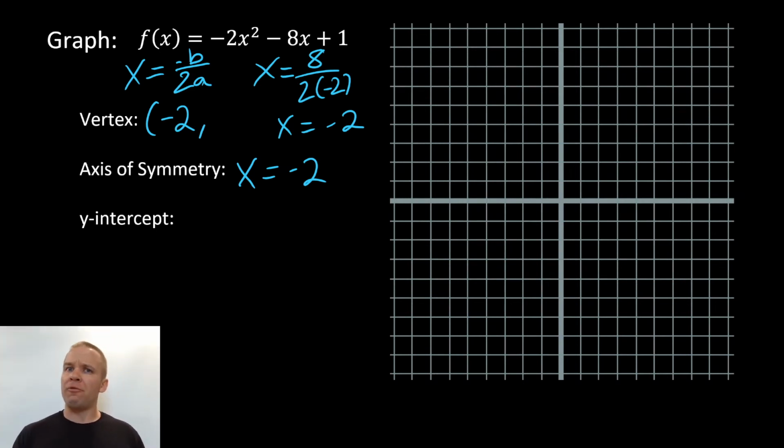How am I going to go about finding my y-coordinate of the vertex? Well, I can just substitute any x value in and get a y value. So I'll substitute my x value of my vertex in and get my y value of my vertex. Let's go ahead and do that.